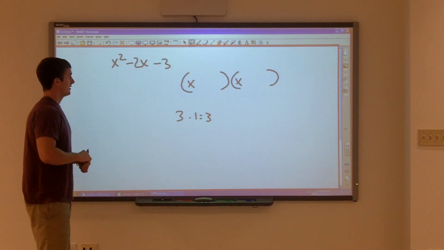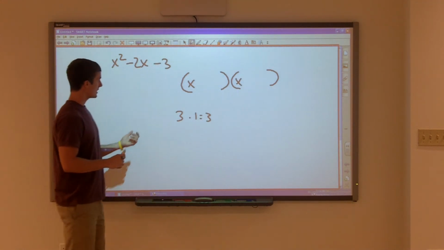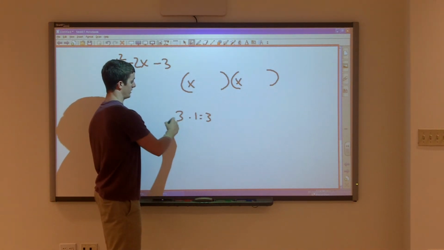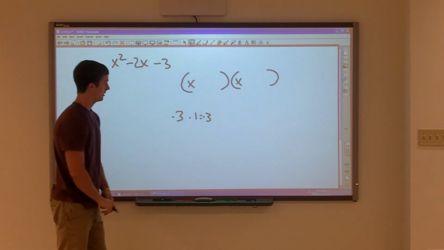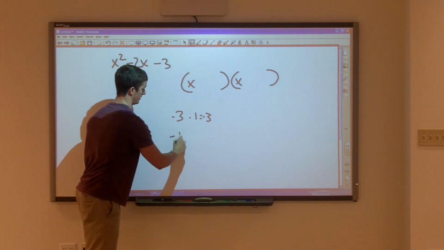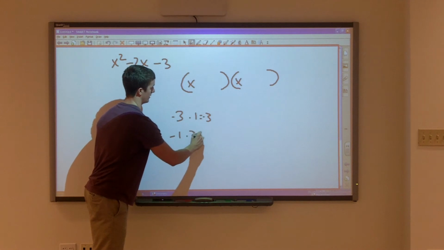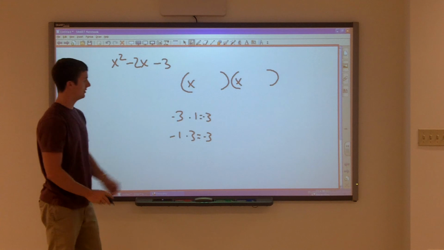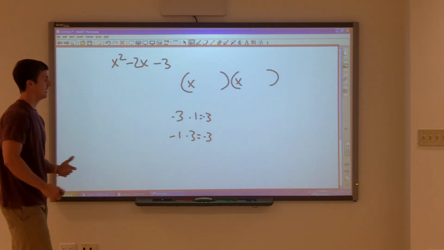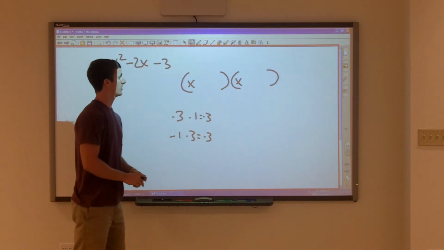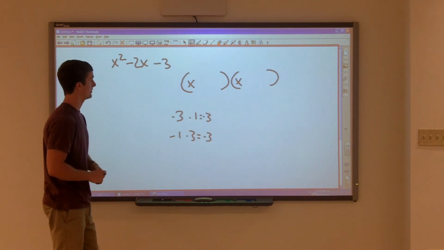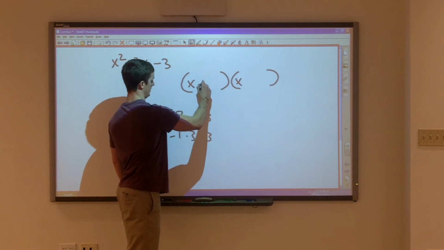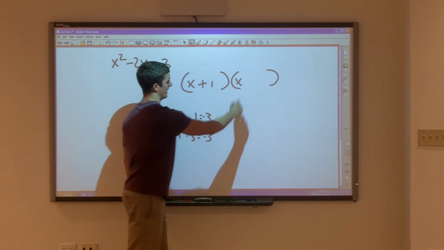When we start to look at this, we can say, okay, negative 3 times a positive 1 will get us a negative 3. So that could work. Or we could have negative 1 times a positive 3, and we're going to get, again, a negative 3. So now we have two different options to plug into our two different quantities to see which one will get us the right answer. So let's just try it. Kind of guess and check. We'll have x plus 1 and x minus 3.